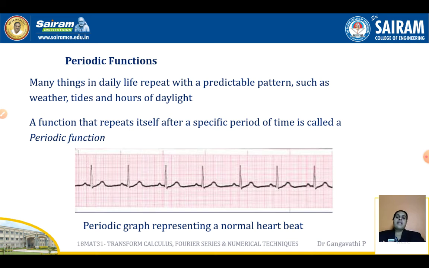The best example I can give for this is the ECG of a human heart. You can look at a normal graph of a human heartbeat, which has been shown in the graph. This is how the normal graph looks, and you can see the spikes appear after regular intervals of time. Such functions are called periodic functions.